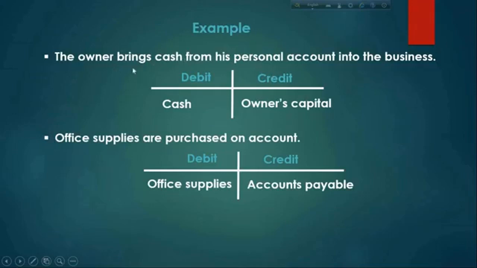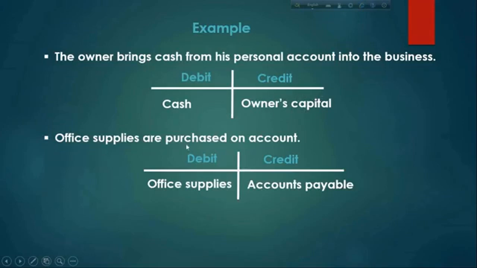For example, the owner brings cash from his personal account into the business. Here, cash is increasing, so it will be debit. As cash is debit, it is still on the left side. On the other hand, owner's capital is also increasing, so it will be credit. As owner's capital is credit, it is still on the right side.